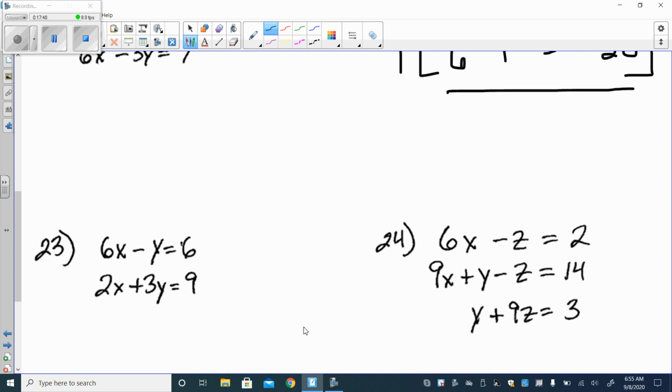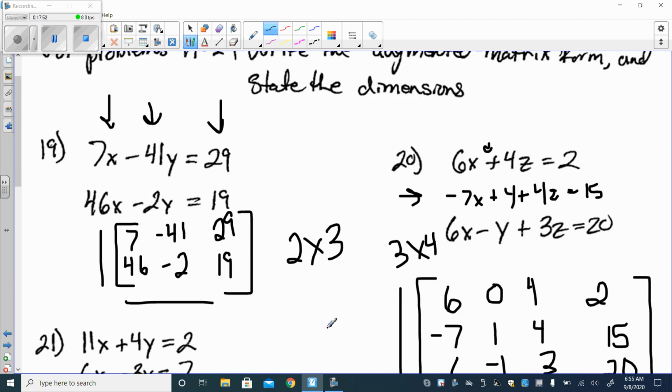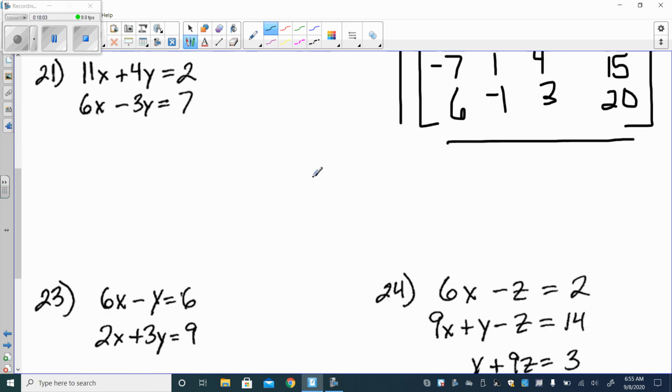So it'd be the same for the rest of these. It's just making sure x, y, and z all line up. So x is first, y is second, and z is last on the left side, and then our numbers, anything without variables, is on the right. And that's all we have to do for these here.